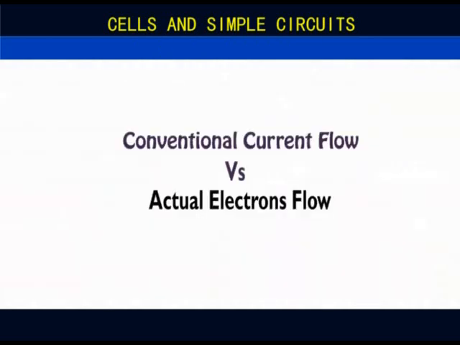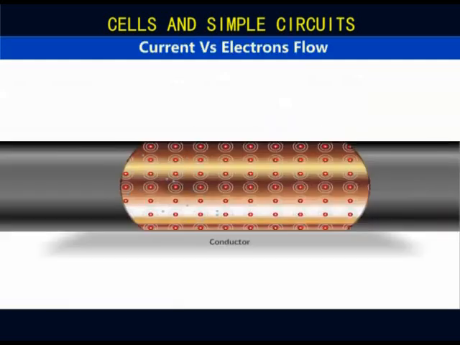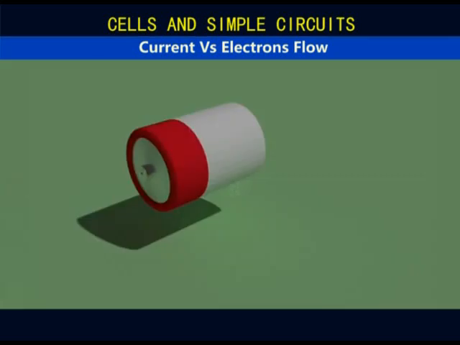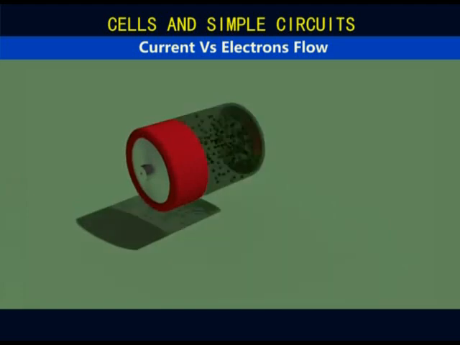Now, let's talk about something that many people find confusing: conventional and actual electron flow. One of the most confusing things about the study of electricity is why current flows from the positive to the negative terminal, even though electron flow is from the negative to the positive terminal. Consider this dry cell on the screen. It has one positive and one negative terminal. The potential difference between the two terminals is due to the excess of electrons at the negative terminal compared to the positive terminal.